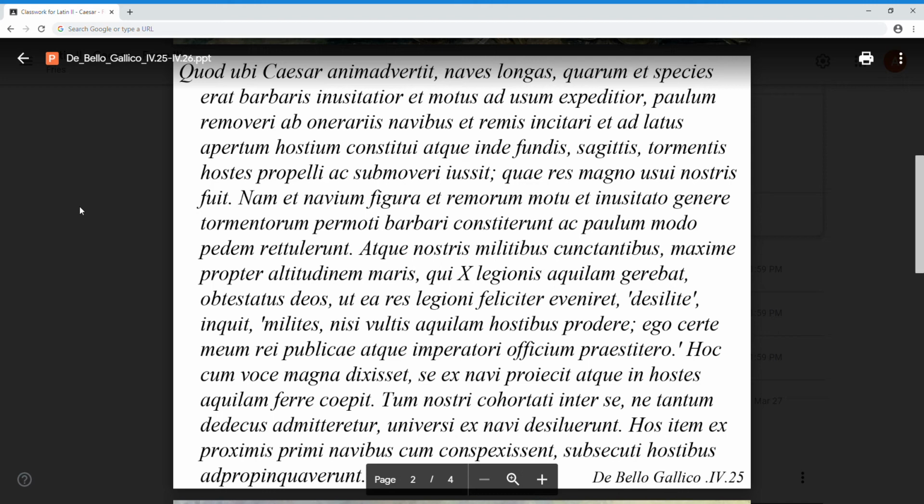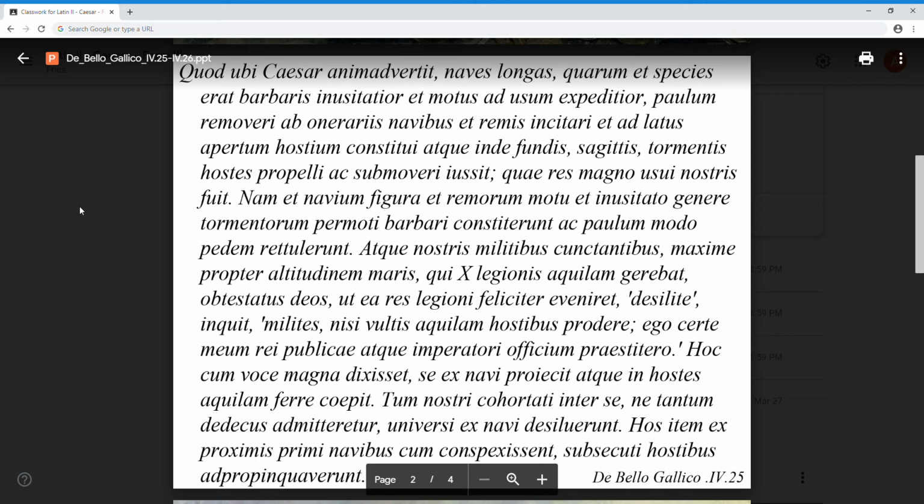And then he says, desilite, imperative, plural. Jump down, milites, vocative, direct address. Jump down, soldiers. Nisi, unless, if not. Vultis, unless you want. That is the second person plural of volo, velle, present tense. Unless you want, unless y'all wish to prodere, to surrender, or to abandon, or here, stronger, to betray, the aquilam, the eagle, hostibus, to the enemy. Jump down, soldiers, unless you want to betray the eagle to the enemy, to hand it over. It's prodere, to hand the eagle over to the enemy. Remember, the loss of the eagle means that the legion is disbanded in disgrace.